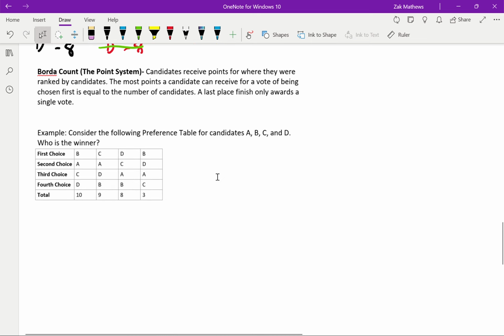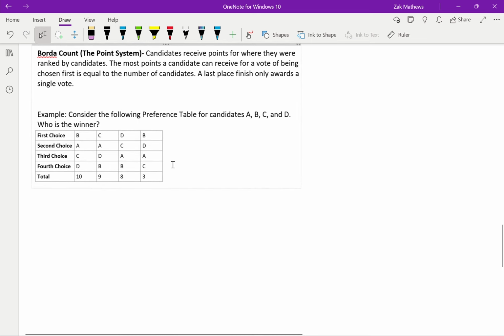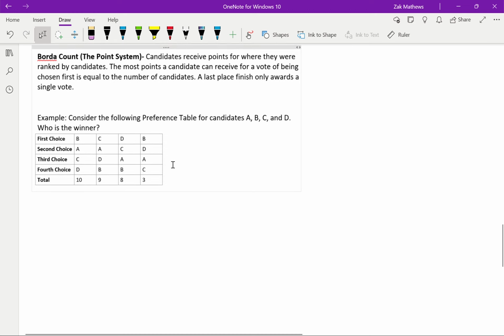The next type of election system we have is what's called the Borda Count, or the points system. This is going to be definitely the most involved, the most mathy, I'll say, because it requires us to do a lot of calculations. Under the previous two, we just eliminate people and add their votes to other people. Under this system, we're actually going to give people credit for every single position they finished in.